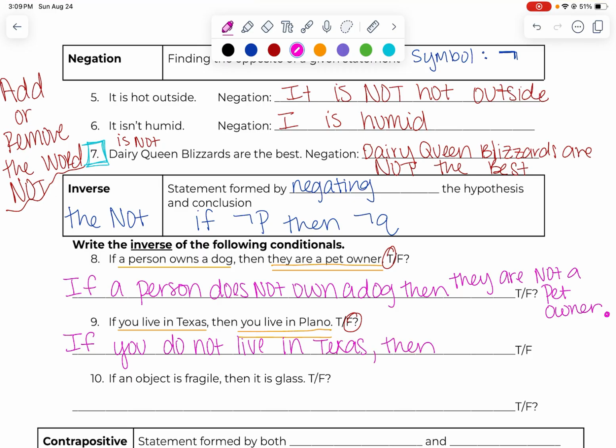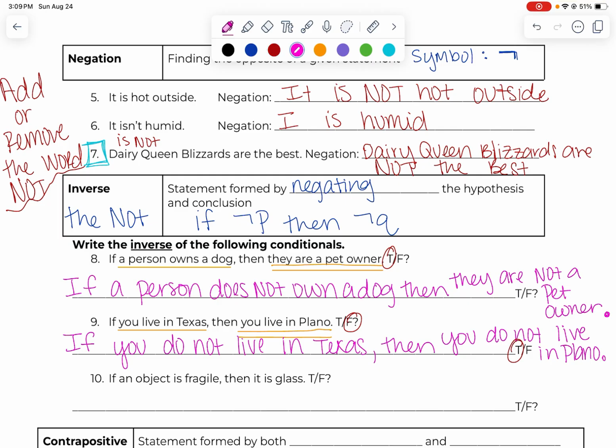then we're going to add the word not to the conclusion. You do not live in Plano. Is this statement true or is this statement false? This statement is true.